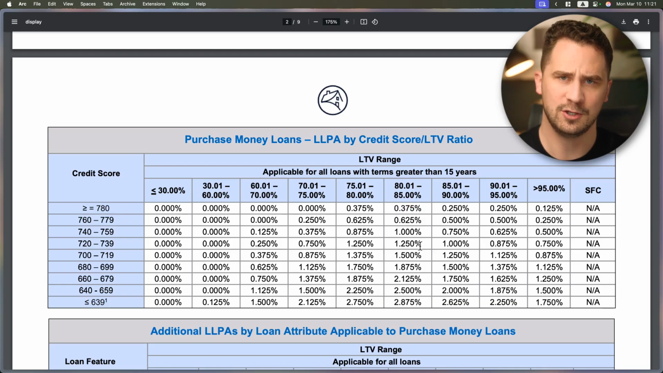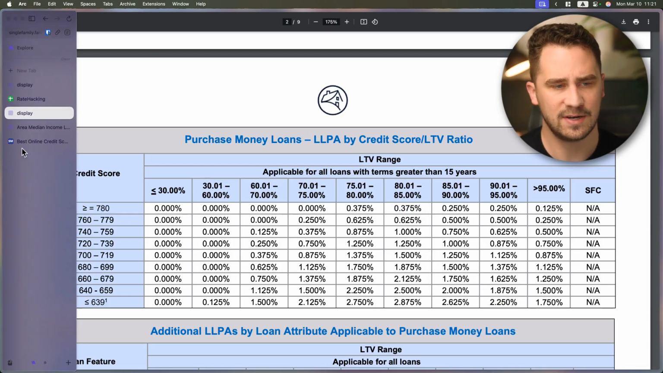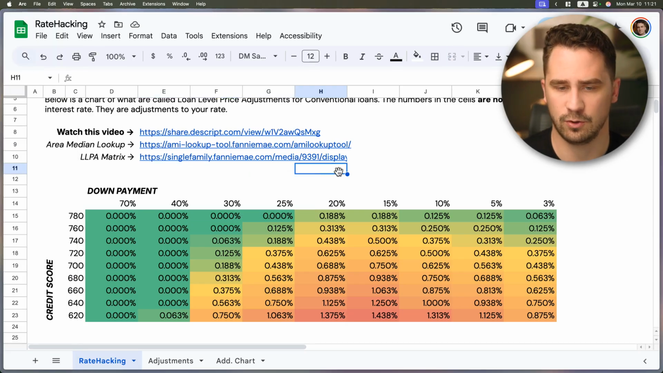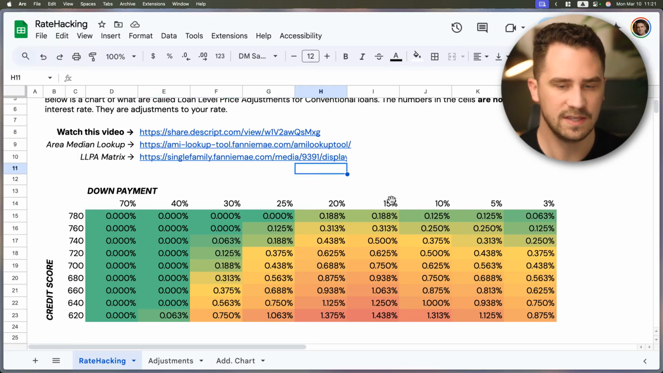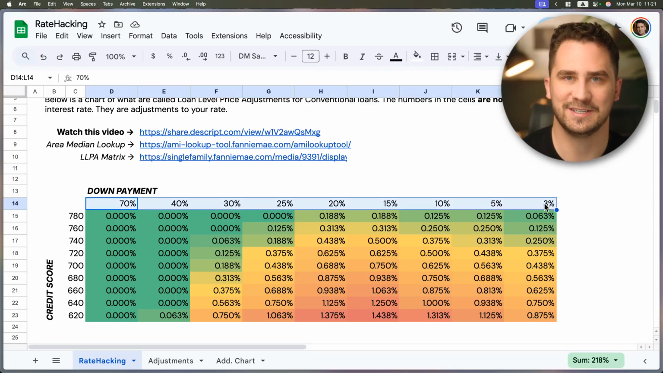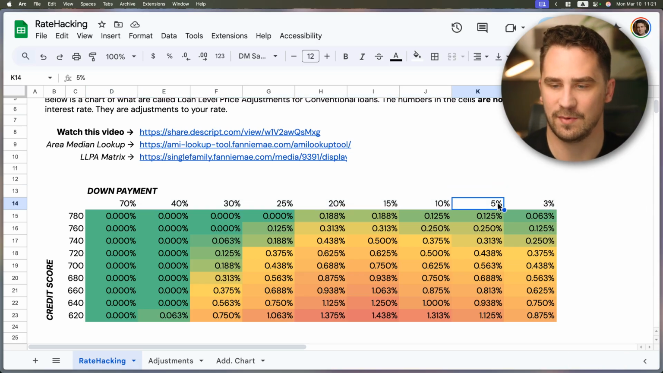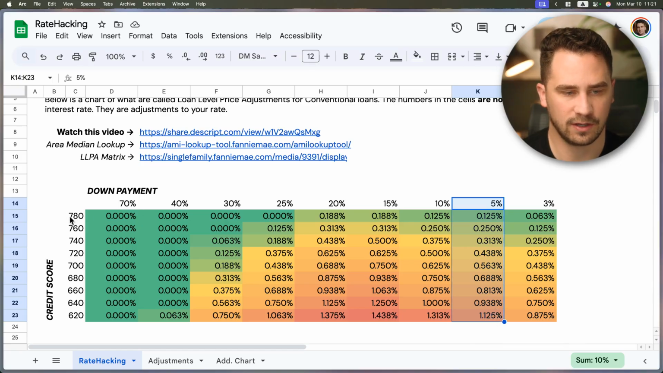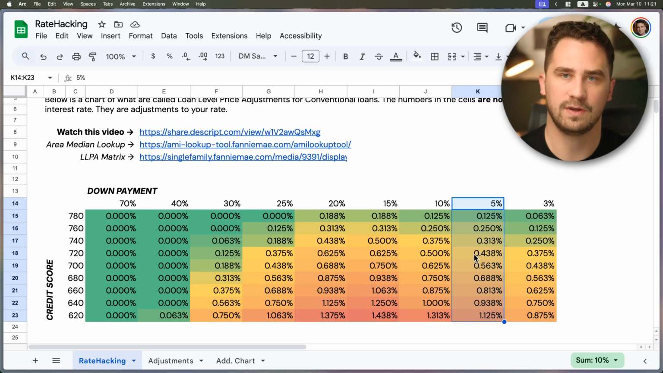And again, don't worry too much about this chart, because I'm going to simplify it for you here in this Google Sheet. So this is how this works here. We look at the down payment. I made it easy so you don't have to see the loan to value. We just have the down payment here. You can say, okay, I'm going to put 5% down. So you're looking at this section right here. Then on the left side, you're looking for your credit score. So let's say you had a 720 credit score. Okay, so we see 0.438.